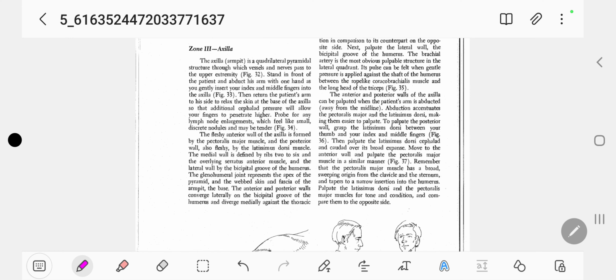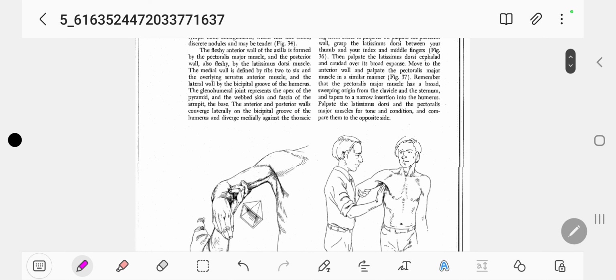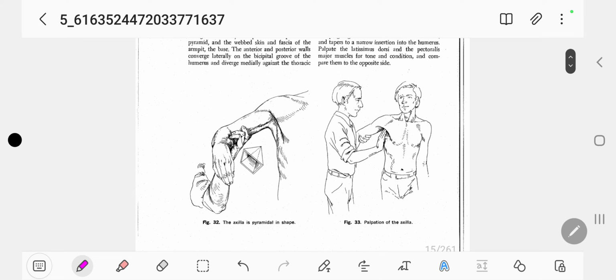The third important zone for soft tissue palpation is the axilla. Now the axilla is pyramidal in shape. This is the method of palpation of the medial wall of the axilla.